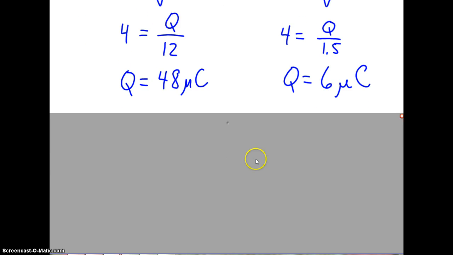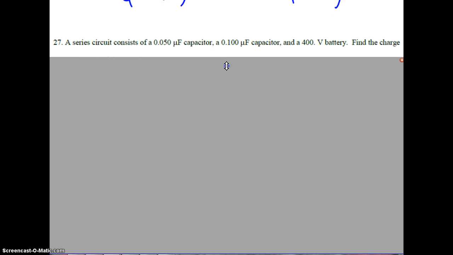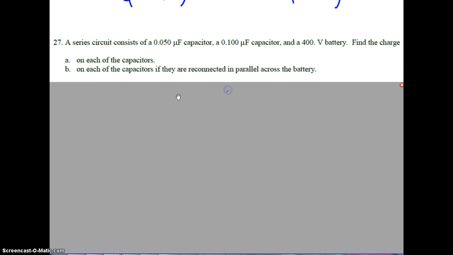Pretty straightforward introductory question on calculating quantities involving capacitors. 27. A series circuit consists of a 0.050 microfarad capacitor and a 0.1 microfarad capacitor and a 400-volt battery. Find the charge on each of the capacitors for A, and B, on each of the capacitors if they were reconnected in parallel across the battery.